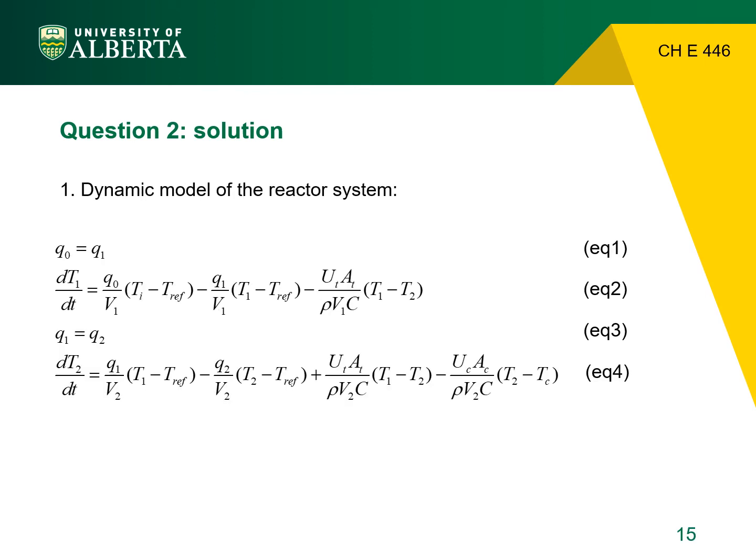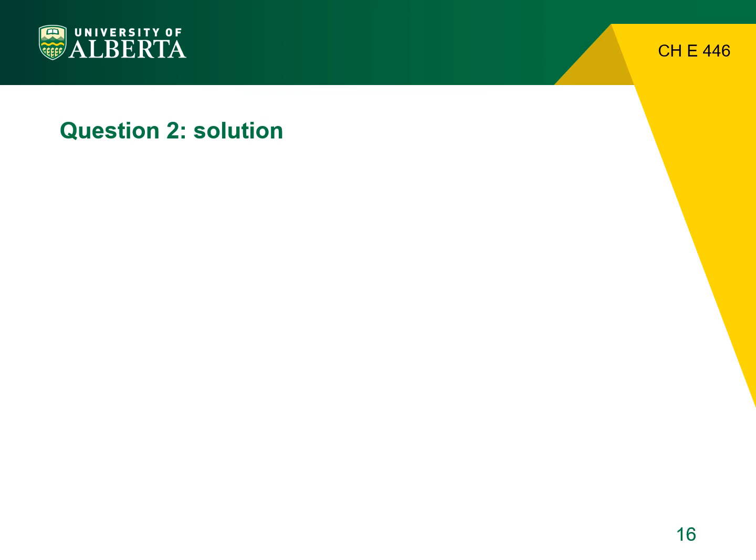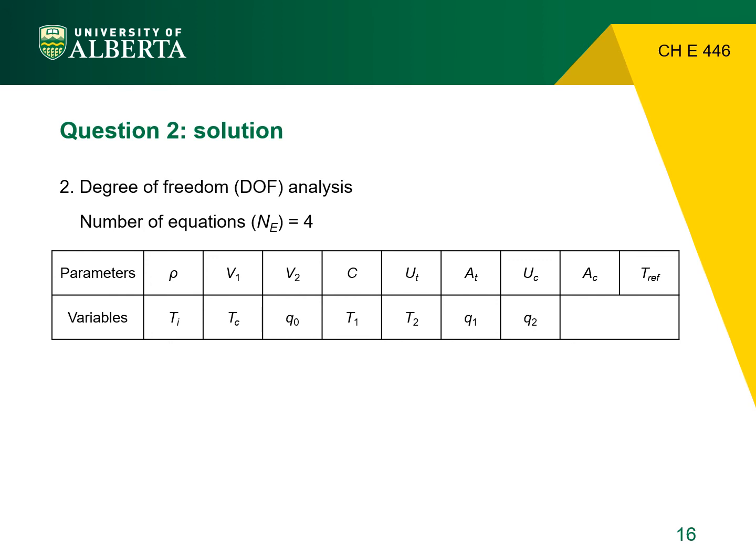Therefore, the dynamic model of the reactor system can be represented by equations 1 to 4 that correspond to the mass and energy conservation equations. Let us now conduct a degrees of freedom analysis for the system. As we have seen, the dynamic model of the system contains 4 equations. Furthermore, we have the following classification of parameters and variables in the model.